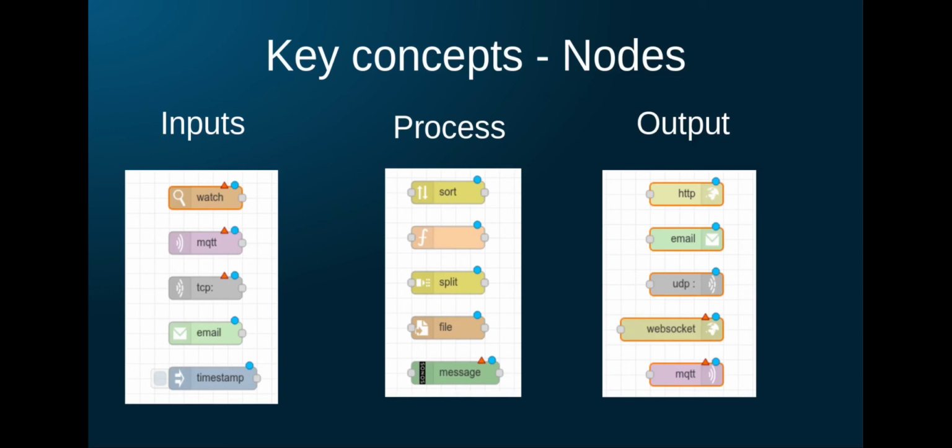The second type of node is a process node, which will alter the incoming message, sorting it, for example, or splitting it, or you can even create advanced processing of the message through a JavaScript function node. And then there are the output nodes, where the output is sent somewhere. A mail can be sent, or an HTTP GET or POST request can be invoked, or a message can be put onto an MQTT server.